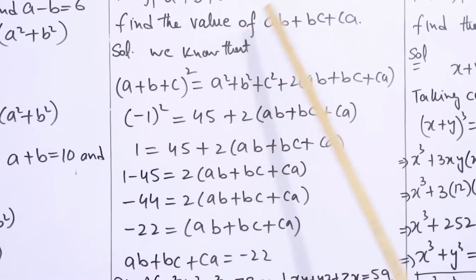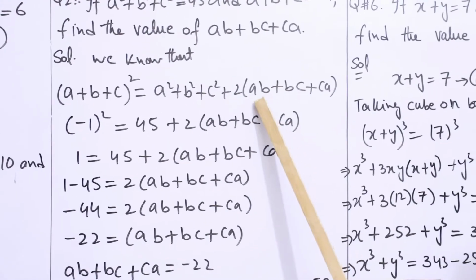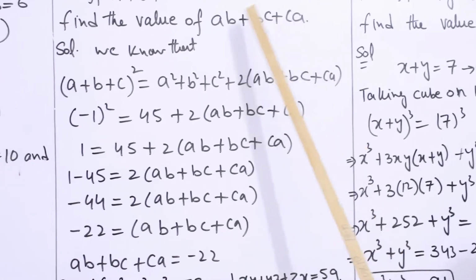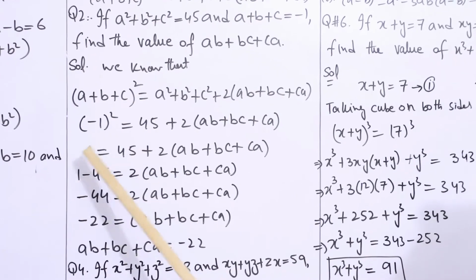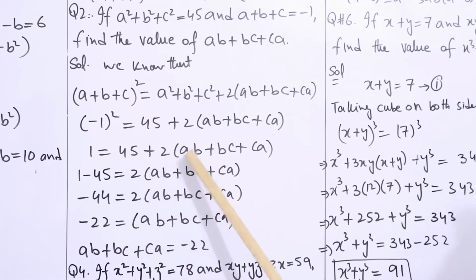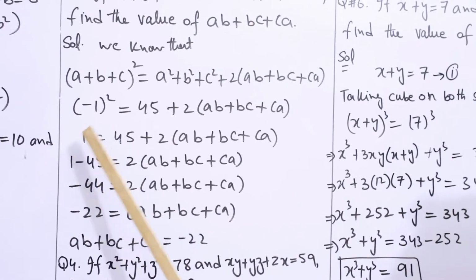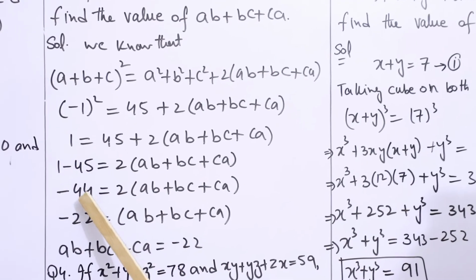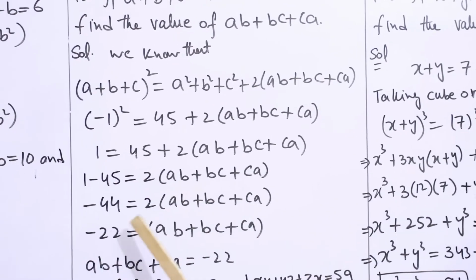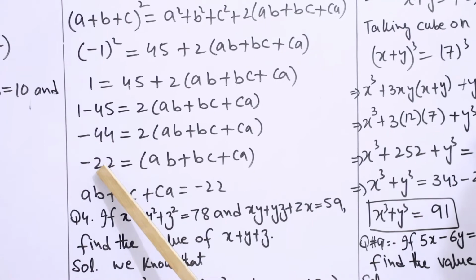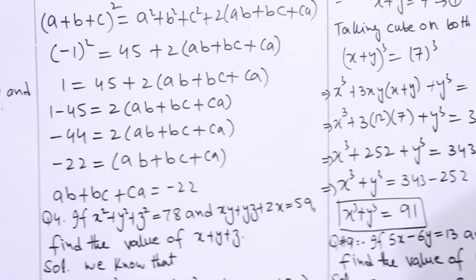Now a + b + c is −1, a² + b² + c² is 45, and ab + bc + ca is what we have to find, so this we have to calculate. (−1)² is equal to 1, this is 45, 2 within bracket the value same as it is. 1 − 45 is −44, and now dividing both sides by 2, we are left with −22. So the required value of ab + bc + ca is equal to −22.